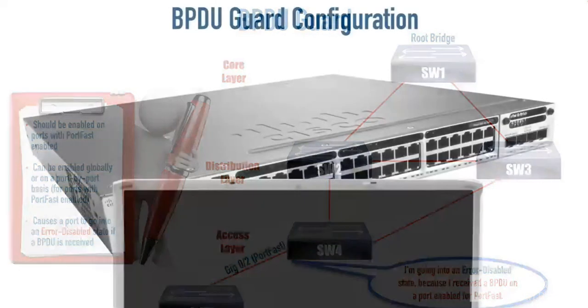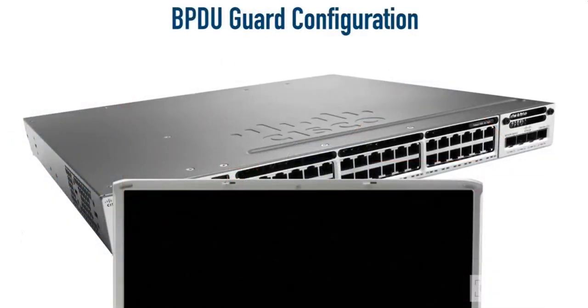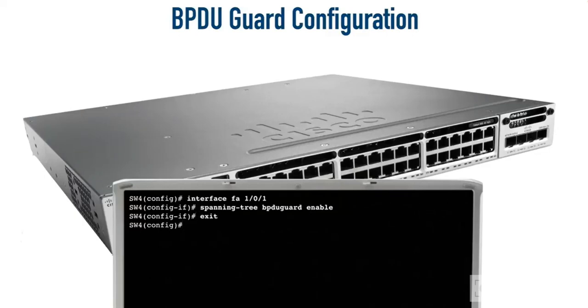Now let's see how to configure this. If we want to configure this on an individual port, we can go into a specific interface. Here we're going into interface FastEthernet 1/0/1, and we can say for that port, spanning-tree bpduguard enable. However, if we want to enable this globally, where BPDU Guard is going to be applied to all ports configured for PortFast, we could say in global configuration mode, spanning-tree portfast bpduguard default.